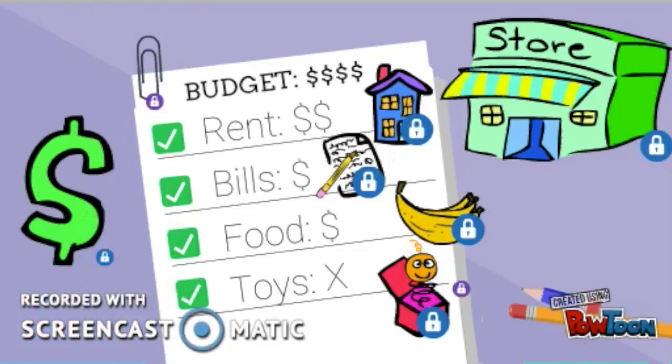So here we have our budget. We have a budget of $4. Let's say that that's our income. So our income is $4, and we have a list going on here. Rent would be 2 of our dollars, bills would be 1 of our dollars, and food would be another dollar. So add that all up, and that's $4. That's all of our budget that we have. So you can see that we don't really have any room for toys. And that is such an important reason why we really need to make some choices about the goods and services that we use.